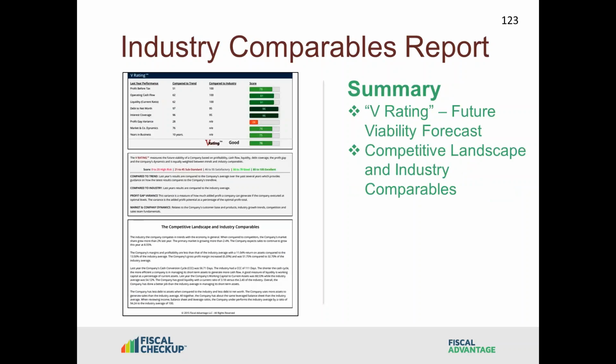The final page of the Industry Comparables report has the V or viability rating analysis. This rating was also in the executive summary. This rating scores the business on 8 different variables known to affect the future viability of companies. The company is compared to itself and the industry to calculate this rating. The bottom of the page uses data from the subjective questions to highlight the competitive landscape and the industry comparables.